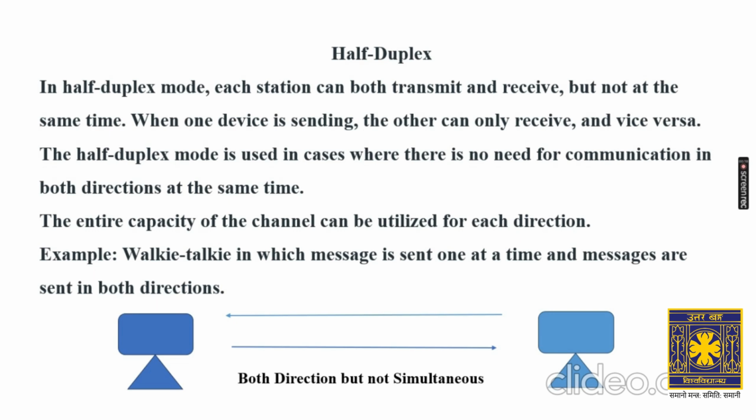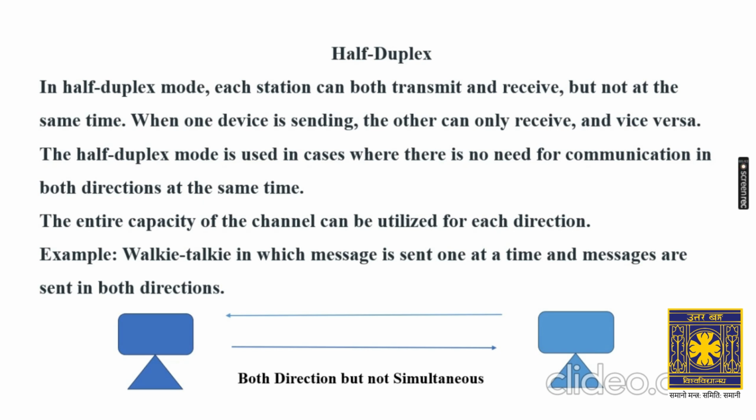When one device is sending data, the other device is receiving the data. So we can say sending and receiving is not possible at a time. When one device is sending, the other can only receive, and vice versa. So half duplex mode is used in cases where there is no need for communication in both directions at the same time. The entire capacity of the channel can be utilized for each direction here.